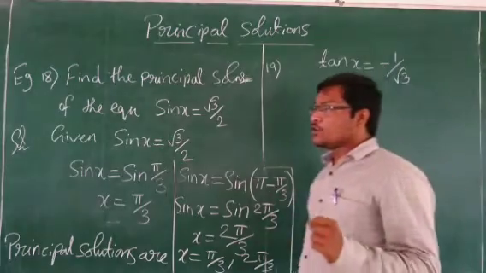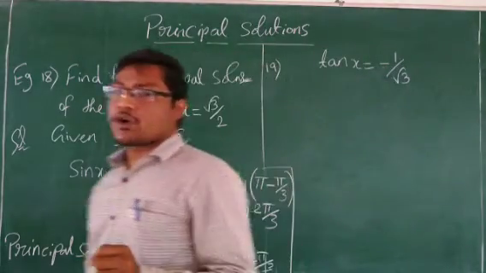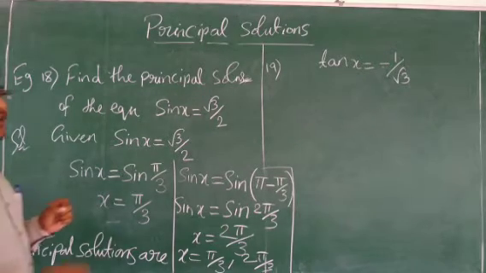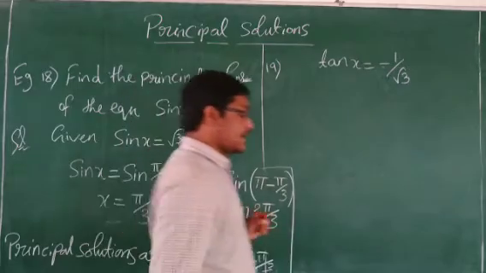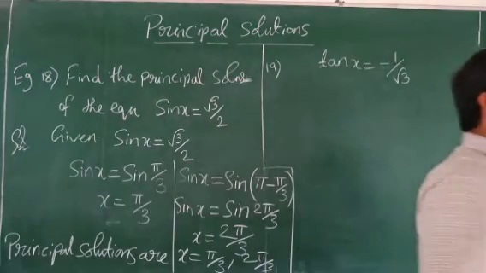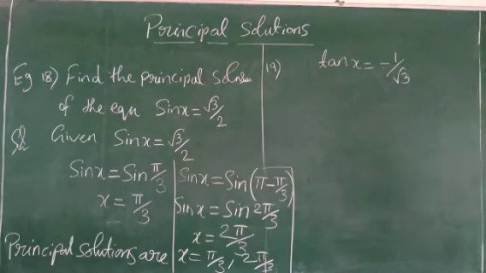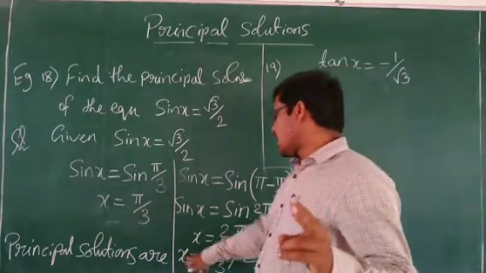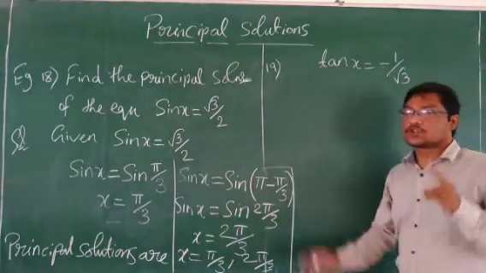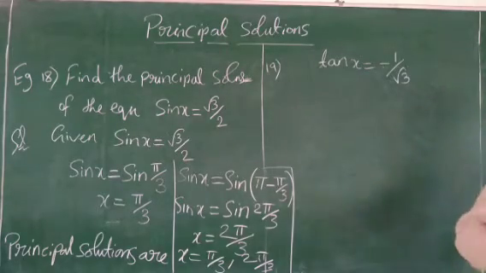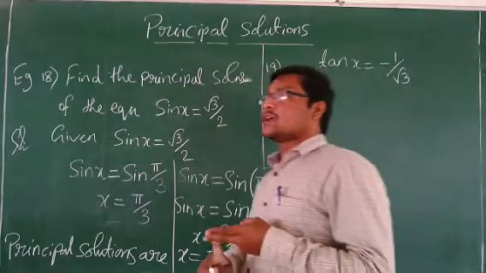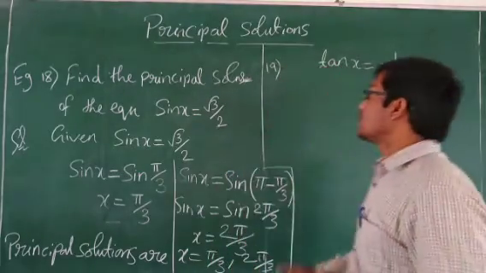Tan is negative in the second quadrant and fourth quadrant. So we should get two angles, like here also. We should get one angle in the second quadrant and another angle in the fourth quadrant.